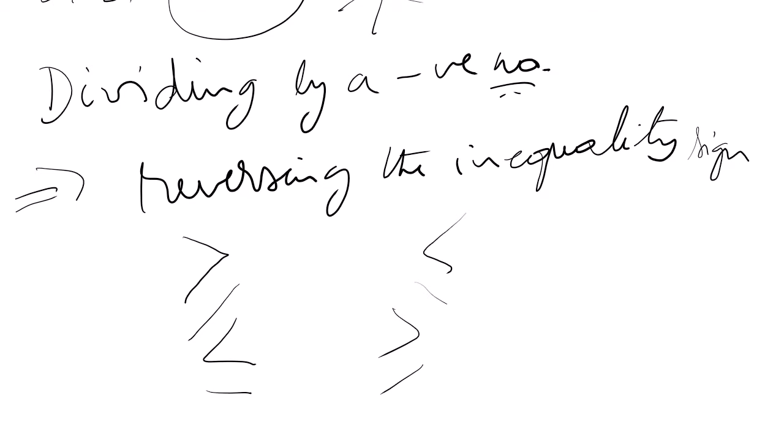Now, the next rule: if the sign of each term on both the sides of an inequation is changed, the sign of inequality gets reversed.